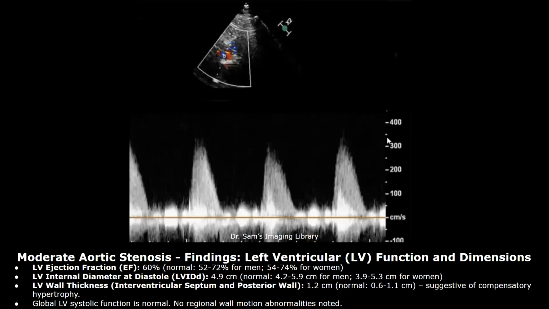The ejection fraction is 60%, which is normal. The left ventricle internal diameter at diastole is 4.9 centimeters, which is also normal. The left ventricle wall thickness is 1.2 centimeters, which is slightly thickened, suggestive of compensatory hypertrophy. Global LV systolic function is normal. No regional wall abnormalities noted.